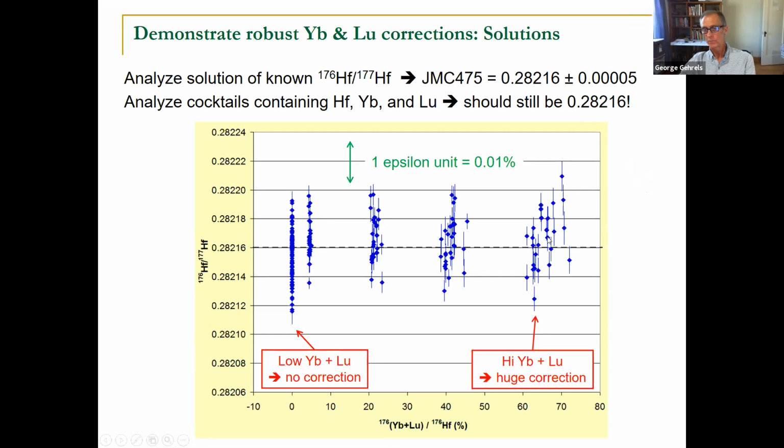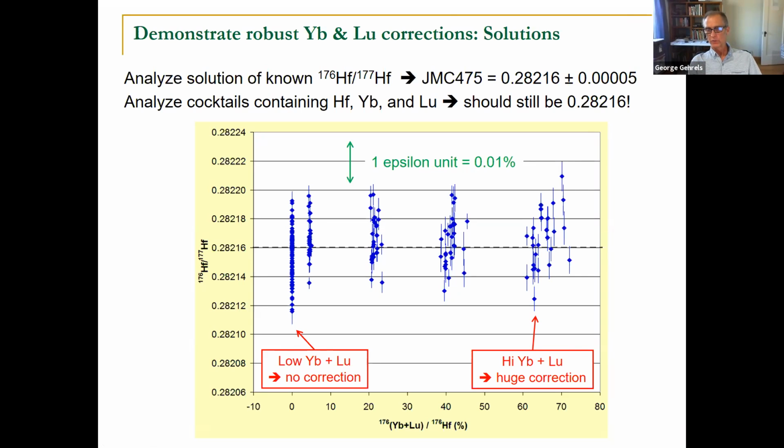It would be like taking this measured value when you're about a mile up in the air in ratio space, and you're correcting it down to this 28216 value to 0.01% precision. So that's the challenge. Well, great news if you can do this for solutions. That's the first kind of hurdle that you have to get over.